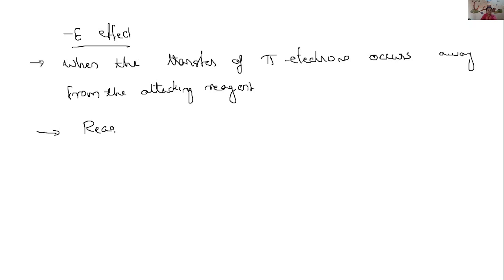Reagent is, what will be the reagent here? The reagent is what gives the electrons, right? Reagent is a nucleophile, Nu minus. When the transfer of pi electrons takes place away from the attacking reagent, it is called minus E effect, and the reagent here is a nucleophile.